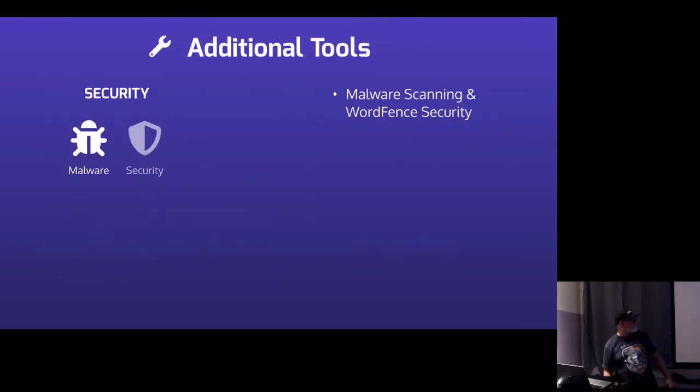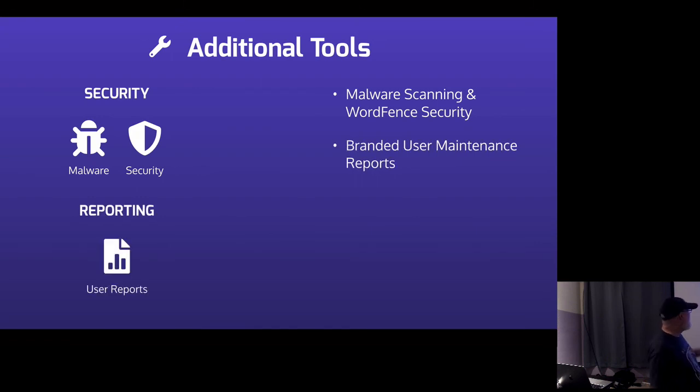Okay, additional tools: malware scanning and WordPress security. Malware scanning would be something like Sucuri, S-U-C-U-R-I. You do a standard quick scan to make sure there's no malware on it. Wordfence is the one most people recommend for security scanning. And honestly, I can't tell you much about it because I've never used it.